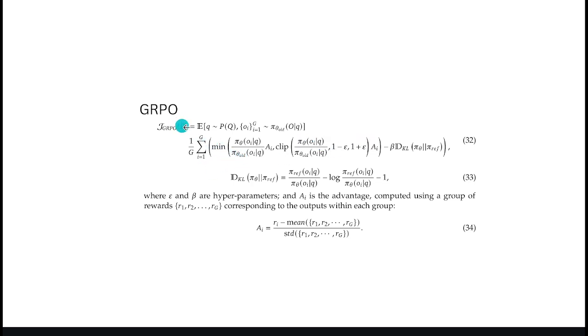You can see that theta is updated to maximize this thing. This is the minimum of this term and the clip of this term, and they are all multiplied by Ai right here. Although this seems a bit confusing, basically this is only because they have to consider a lot of different situations.